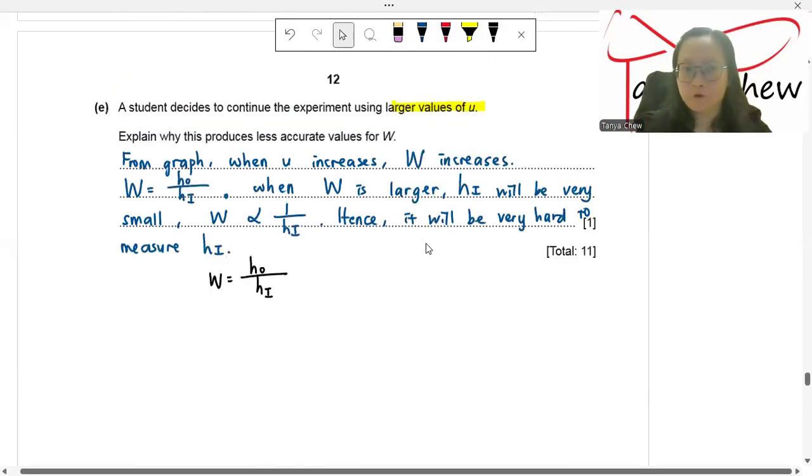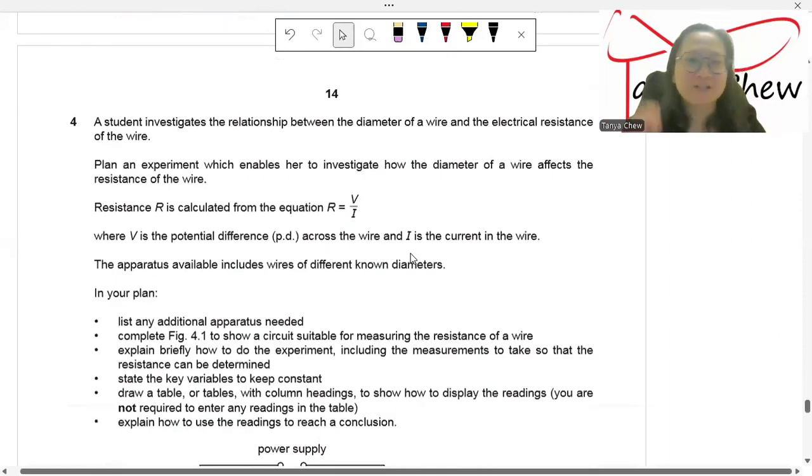If you have any suggestion for the answer for part E, please feel free to comment. Now, the last part.